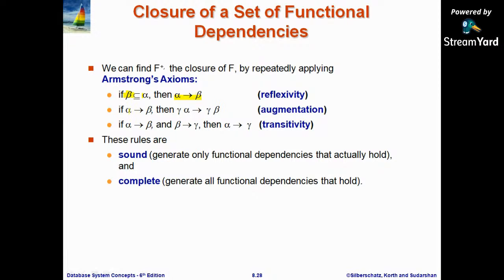The second rule is: if alpha tends to beta, you can multiply it by gamma. So alpha gamma tends to beta gamma also holds. It is the rule of augmentation. If alpha tends to beta and beta tends to gamma, then alpha tends to gamma also holds. It is the rule of transitivity. These rules are sound and complete in the sense that they generate all the possible functional dependencies that hold, and they are going to be the true ones. They actually hold, and that's why they are derived.